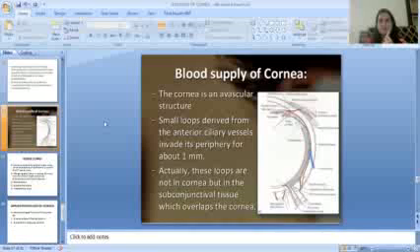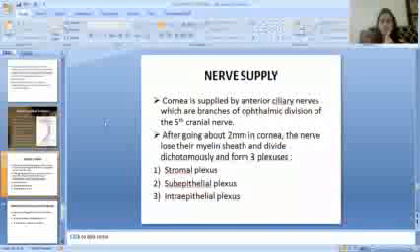The blood supply of the cornea. The cornea is an avascular structure. Small loops derived from the anterior ciliary vessels invade its periphery for about 1 mm. Actually, these loops are not in the cornea but in the subconjunctival tissue which overlaps the cornea.